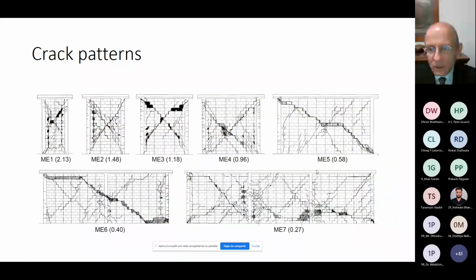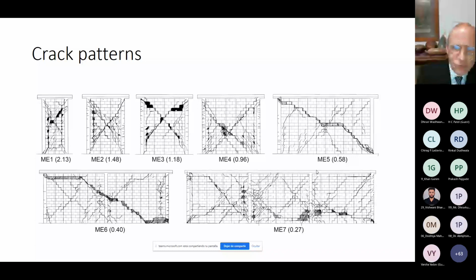These are the crack patterns. Usually, I think it's a good practice, we ask one or two students to draw these cracking patterns, and they are useful to keep in the records of the experiment. The photographs are not always the best way. These diagrams are very useful.